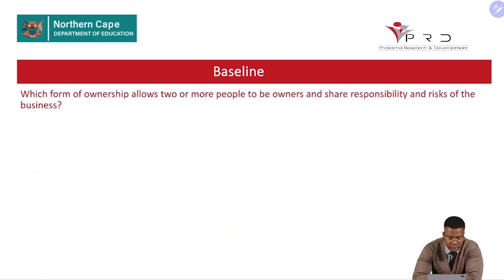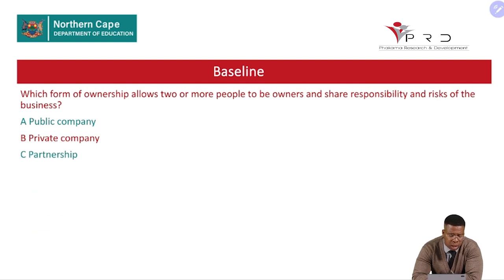Now, baseline, we are having a multiple choice, which is read as following: which form of ownership allows 2 or more people to be owners and share responsibility and the risk of the business? Is it a public company? Is it a private company? Is it a partnership or a share capital? Obviously, thinking about it, to your pre-knowledge, it can never be share capital, because this is not a form of ownership, but it can either be A, B, or C.